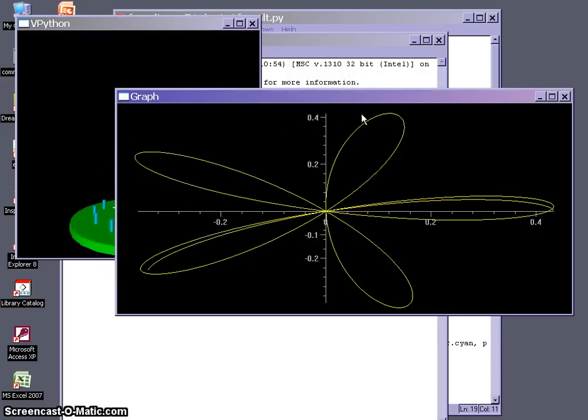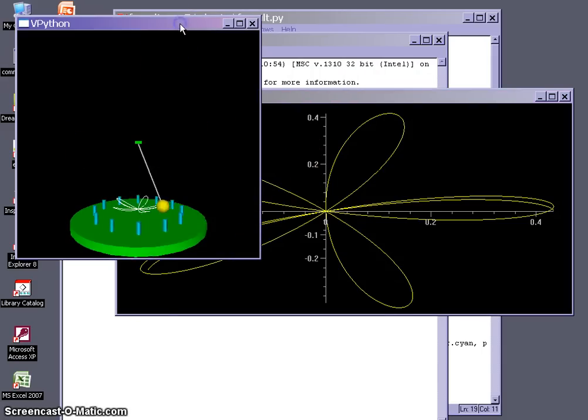And then also on the graph, we see a plot of the x position versus the y position, a parametric plot to show us the position of the pendulum relative to the rotating reference frame.